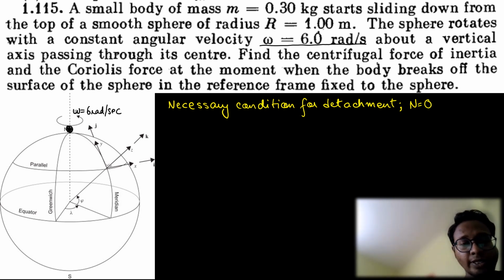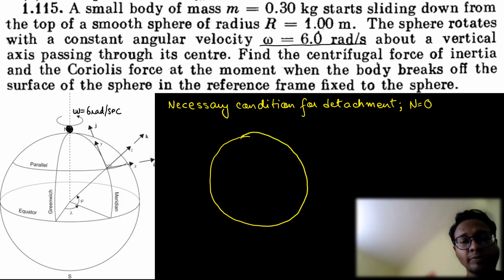Now look here. This is the sphere, and on top of this sphere there is a ball. Initially the velocity of this ball is equal to 0, and this sphere is rotating with angular velocity omega. After a while, let's say the ball detaches here, and while detaching, the velocity of the ball is v. We need to find the velocity v and this angle theta. Then only can you find the Coriolis force and the centrifugal force.